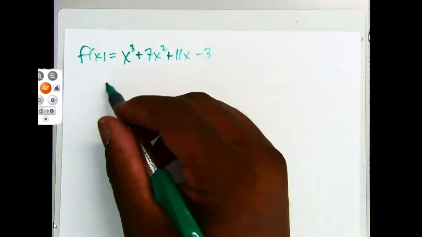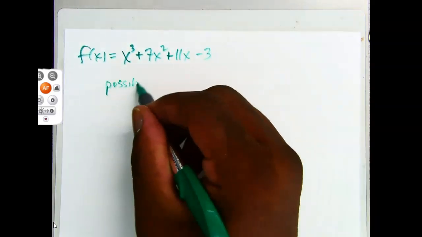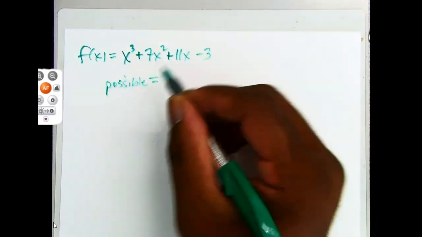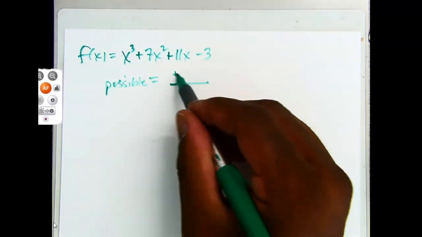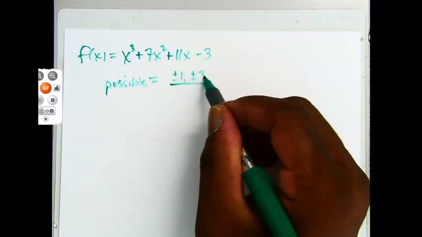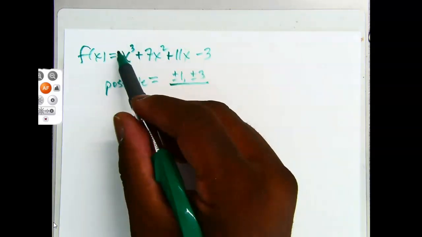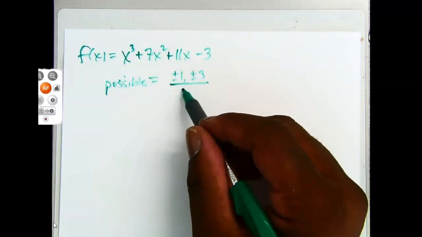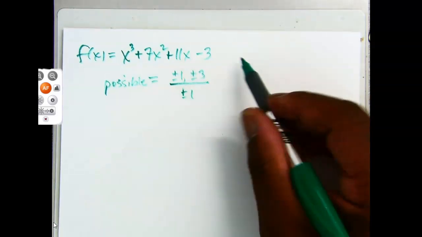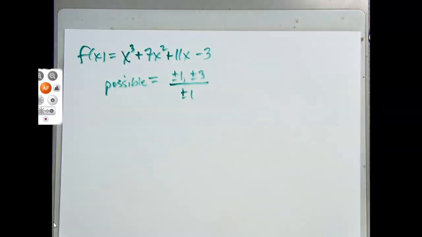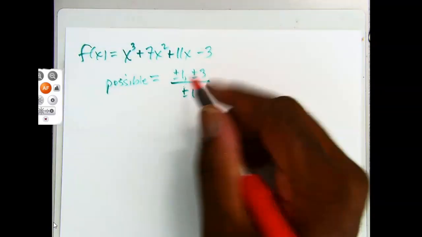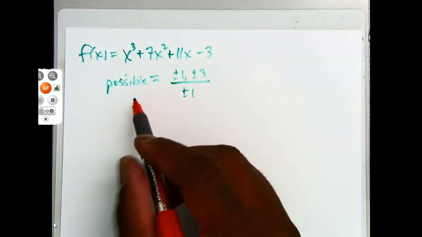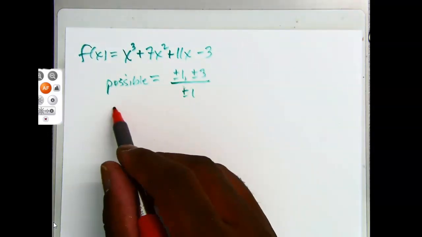So here, possible rational zeros. It's not too bad here because the only factors of 3 are 1 and 3. So you're going to get plus or minus 1 and plus or minus 3. Your leading coefficient here is a 1, that's divided by plus or minus 1. So here you only have 4 possibilities. So that's actually not so bad. So you have plus or minus 1, plus or minus 3. So let's go ahead and test these out.